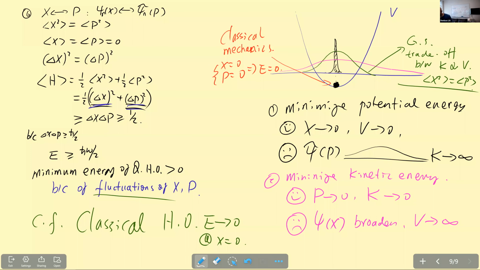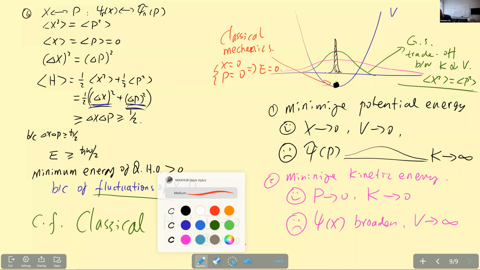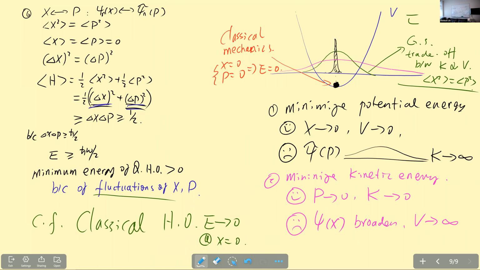So in quantum mechanics, this energy is always positive. This is the zero point energy. So even if the system is at its quantum ground state, you still have energy. That's a very important thing about this. So this is the 7th point.